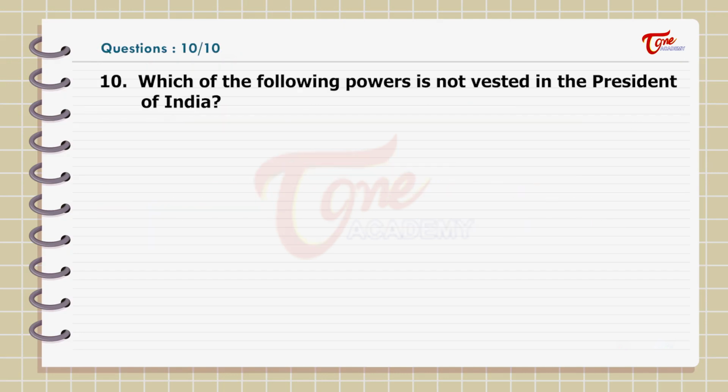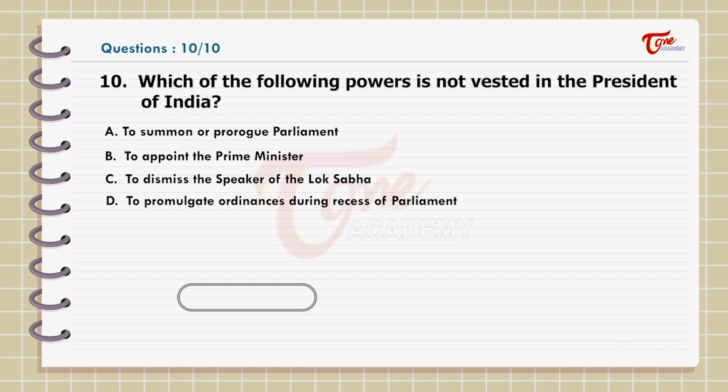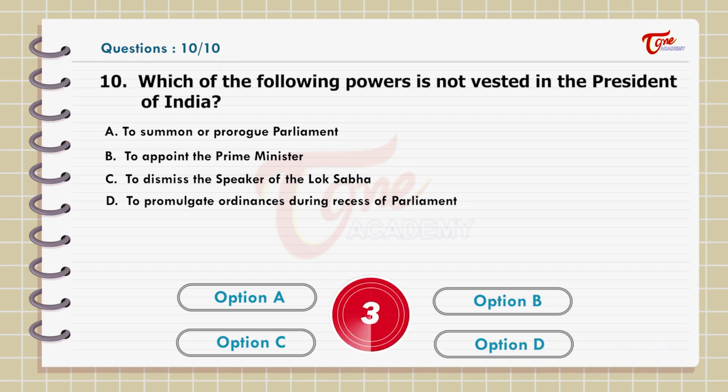Which of the following powers is not vested in the President of India? Options: A. To summon or prorogue Parliament, B. To appoint the Prime Minister, C. To dismiss the Speaker of the Lok Sabha, D. To promulgate ordinances during recess of Parliament.